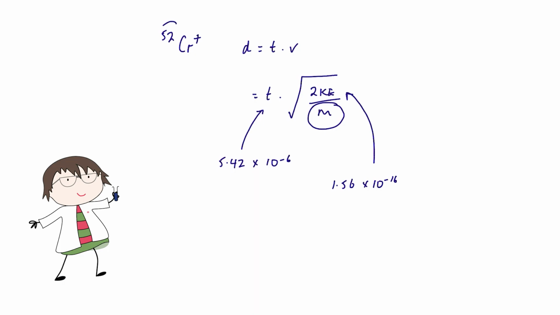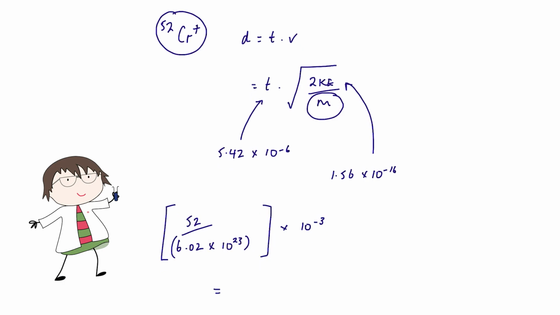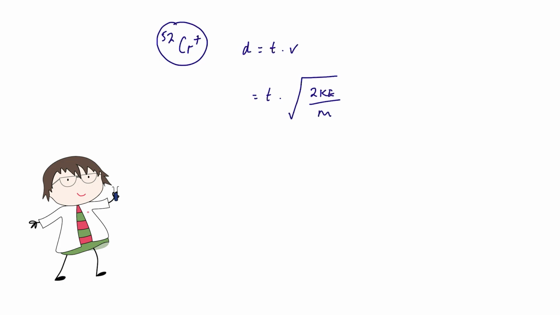1 mole of chromium-52 ions weighs 52 grams per mole. So to find the mass of a single ion, all I need to do is divide 52 by Avogadro's number, 6.02 times 10 to the 23. And since we need this in kilograms, not grams, I need to multiply that by 10 to the minus 3. And when I plug all of that into my calculator, it comes out at 8.638 times 10 to the minus 26 kilograms.